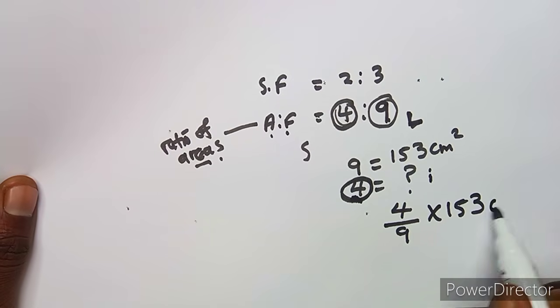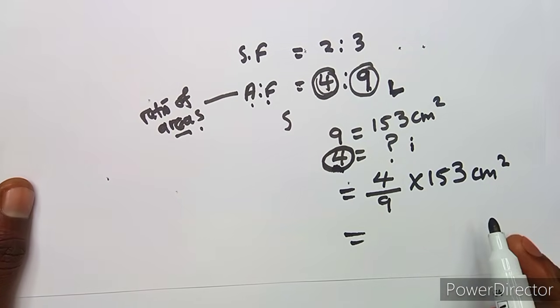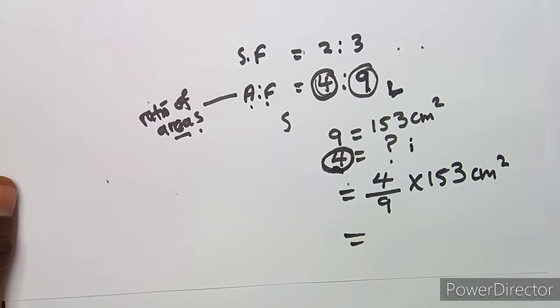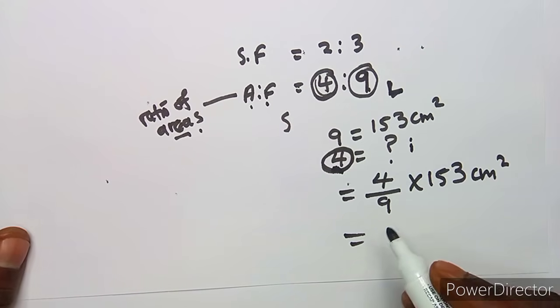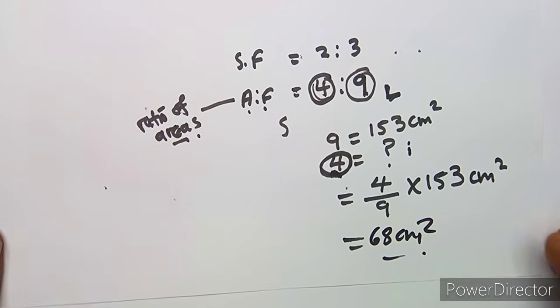So this is paper 2, guys. Just apply your calculator. We've got the area of the smaller container. If we apply our calculators directly, this is going to give us 68 square centimeters. Just use your calculator properly there. All right, so that's it, guys.